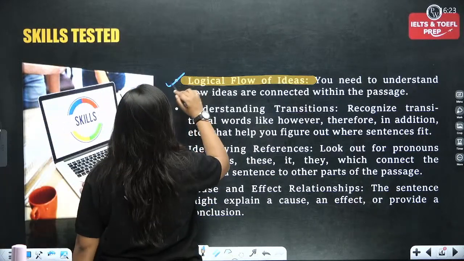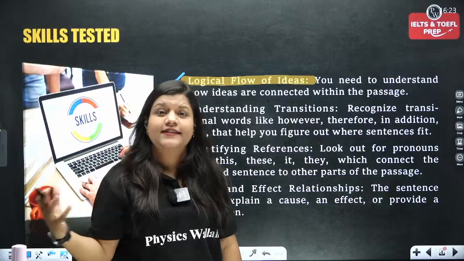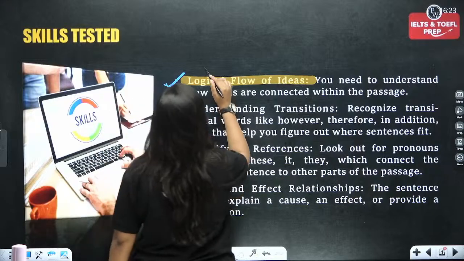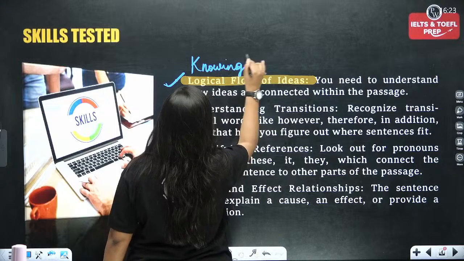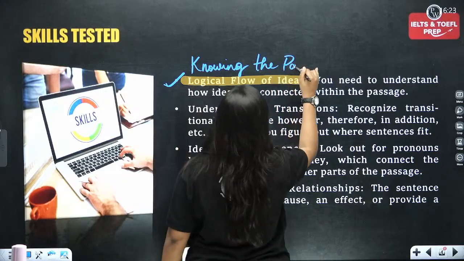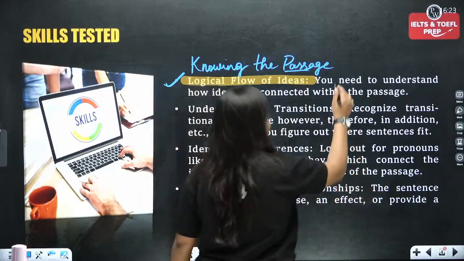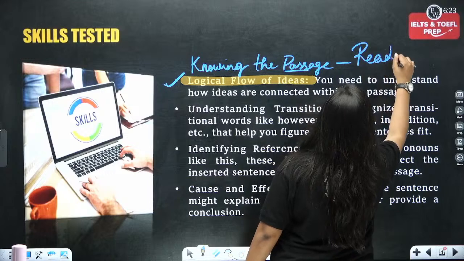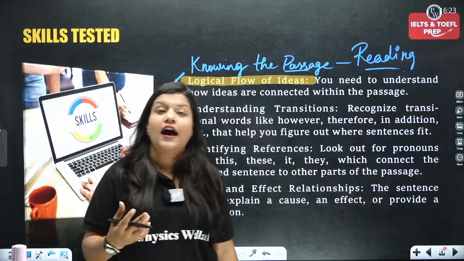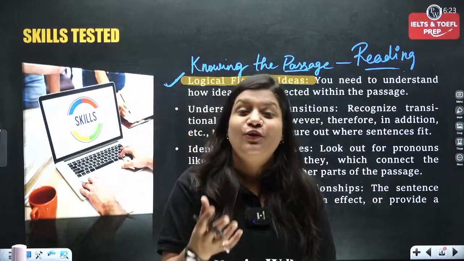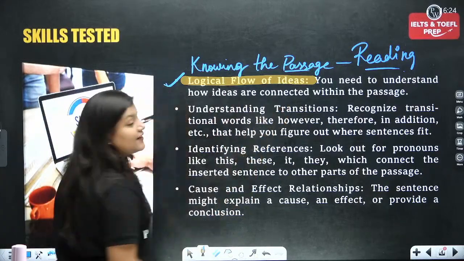And this logical flow of ideas will only get synchronized when you know the meaning, when you understand and know the passage. What's going to make you know the passage is the understanding of reading. And how is it going to be done? You have to do reading practice. Rigorous reading practice is required in order to ace your TOEFL reading section. So be very sure of it and make sure that you take these things into consideration.